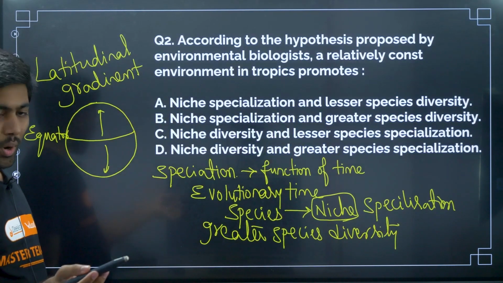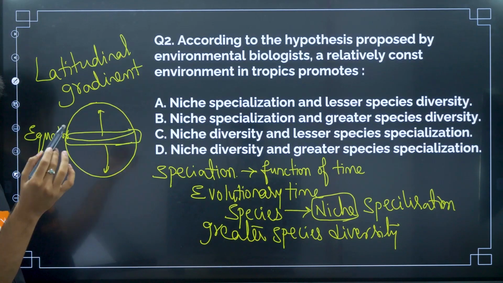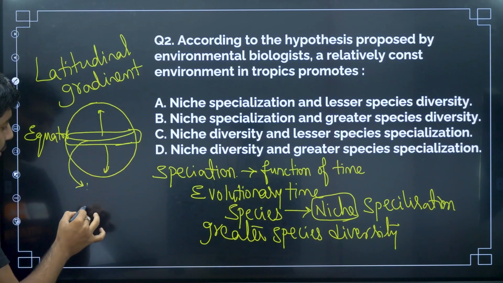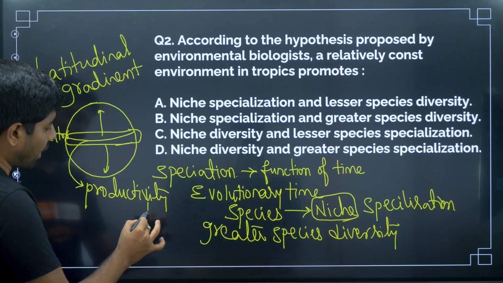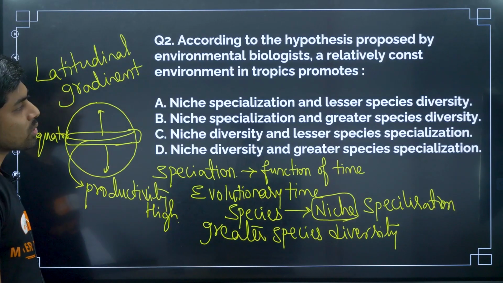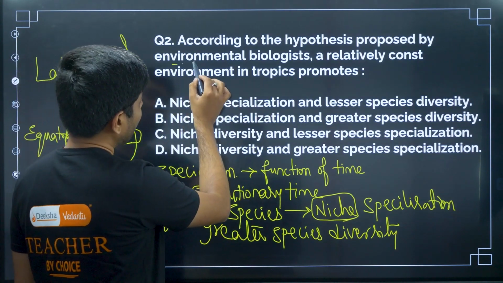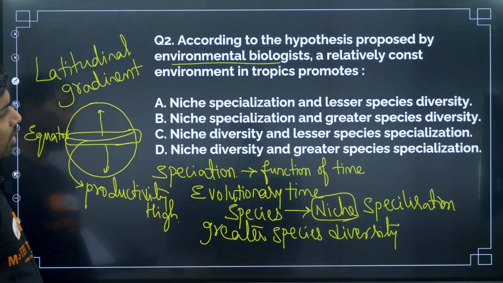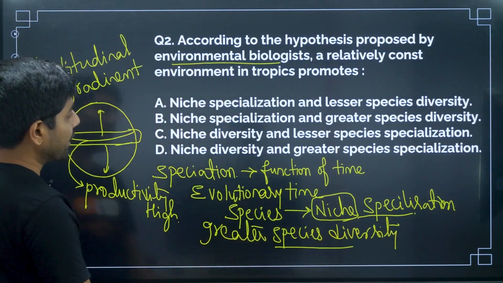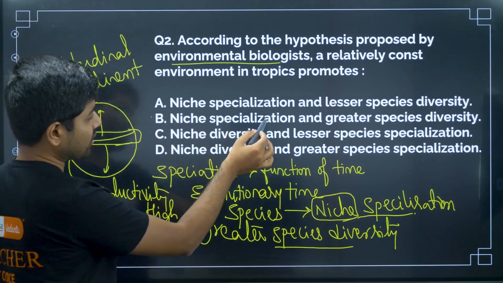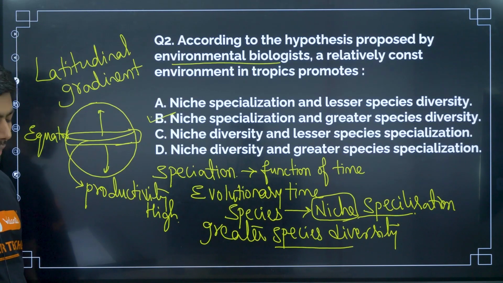They also talk about the third point: because of the constant presence of solar energy, productivity is high. These are the 3 postulates proposed by environmentalists. Now what are they asking? According to the hypothesis proposed by environmental biologists, a relatively constant environment in tropics promotes what? It will promote niche specialization and greater species diversity. Option B is the right answer.